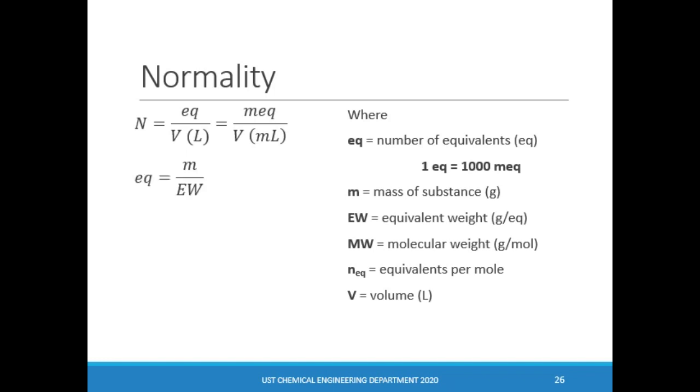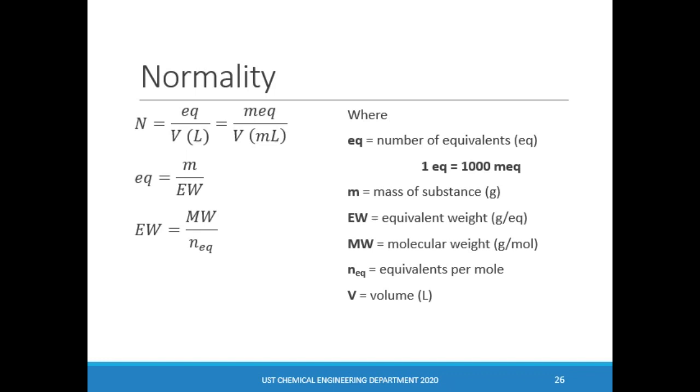The number of equivalents is calculated from the mass of the substance divided by its equivalent weight. And the equivalent weight is defined as the molecular weight of the substance divided by the equivalents per mole factor n. The determination of this factor will be further discussed in the succeeding slides, but generally, its value is dependent on the type of reaction and the reactant used in titration.